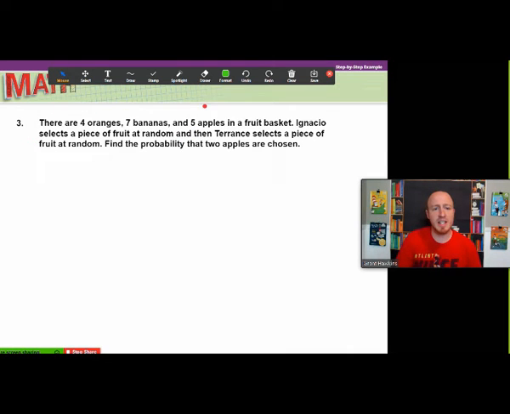So in example 3, it says there are 4 oranges, 7 bananas, and 5 apples in a fruit basket. Ignacio, I like that name.